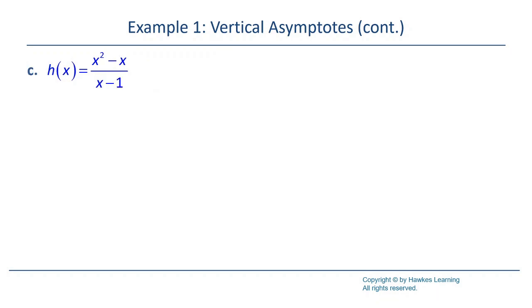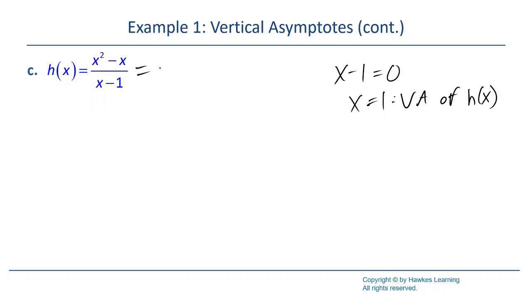Now, remember I said we always look at the denominator first. And here's the reason for that. So I have x minus 1, set that equal to 0. Solve over, I get x is equal to 1, and that's my vertical asymptote of h of x.